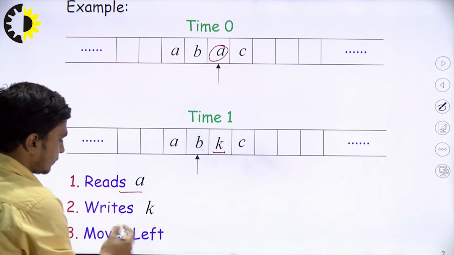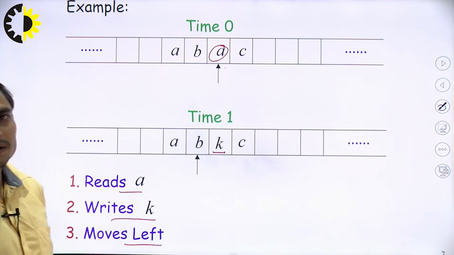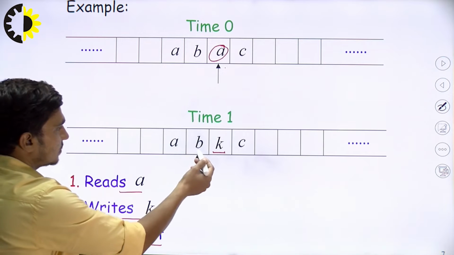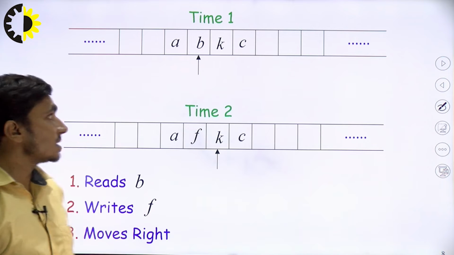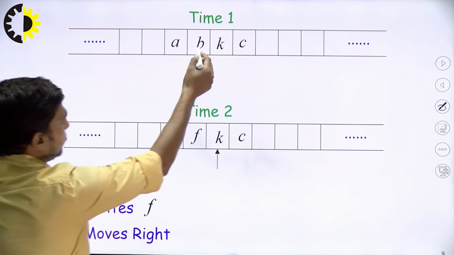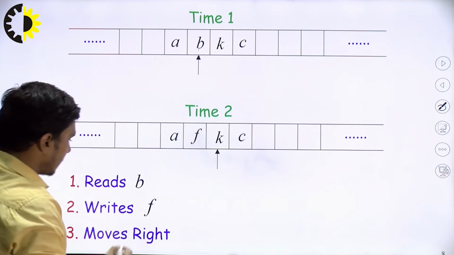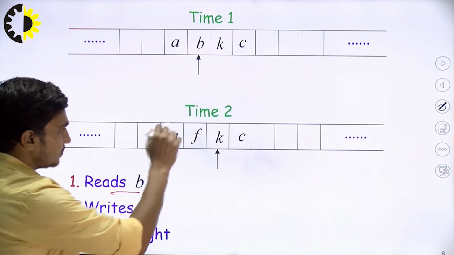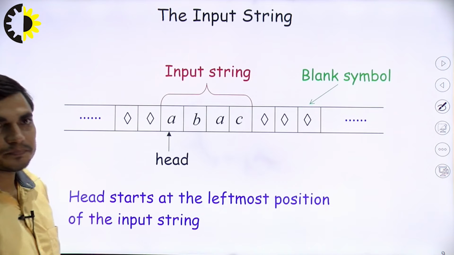So the three operations we are doing: we are reading A, we are writing K, and then the read write head is moving towards the left side. Now this read write head is pointing at the cell which is containing B. In this example, at B, we are reading this B, and after reading B, we are writing the F symbol in the same memory cell, and then we are moving towards the right side.